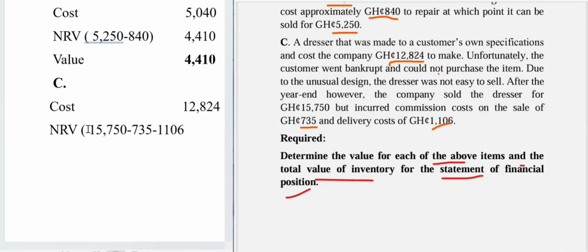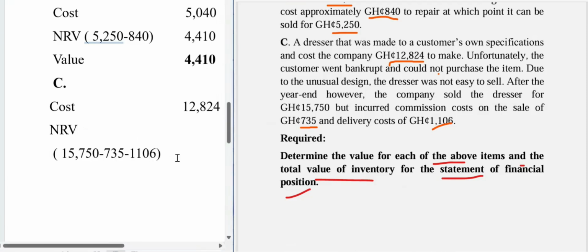So we just have to deduct the two. Let me bring this down. So the NRV is 15,750 minus 735 minus 1,106. When you deduct, you get 13,909 Ghana cedis.